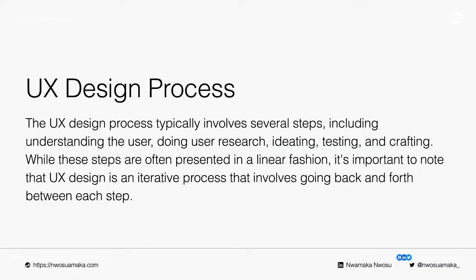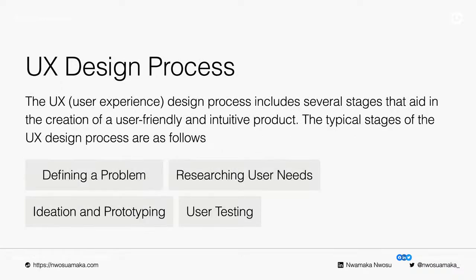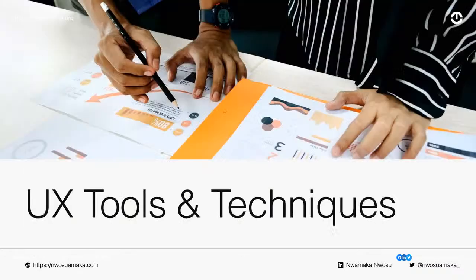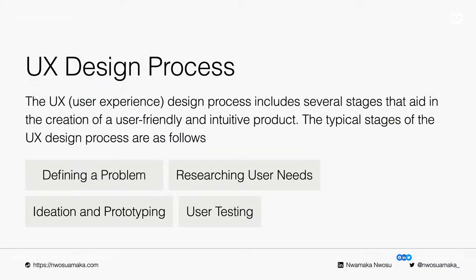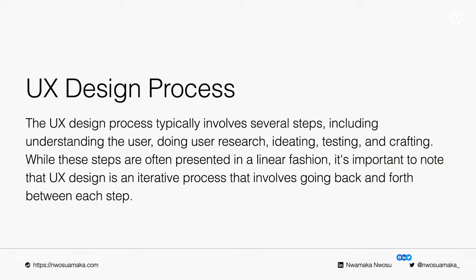When we talk about the UX design process, we talk about several steps: understanding the user, doing user research, ideating, testing, and crafting. Majorly, these steps are presented in a linear version. When I say linear, you get to see diagrams that have circles or squares that take you from design to define. I would have to state clearly that the design process is not linear.